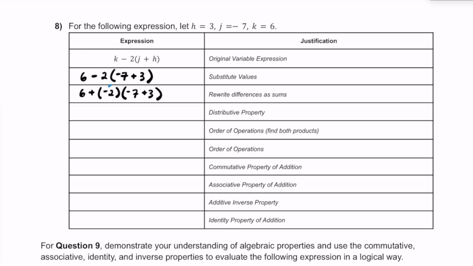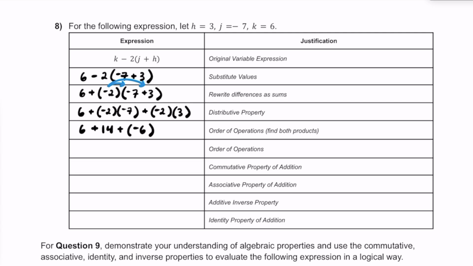Next, we're going to go ahead and distribute this -2 to both of these terms over here. So let's see, -2 multiplied by -7. Go ahead and just keep it like this for a moment. Looks like in the next step we're going to be multiplying anyway, so we'll just leave it alone for now. -2 times 3. It says next find both products, so we have 2 products here. We'll do 6 plus, and then -2 times -7 is 14, and then -2 times +3 is going to be -6.